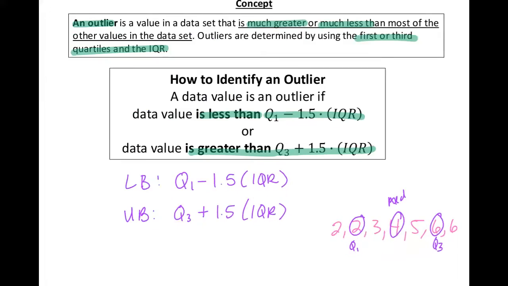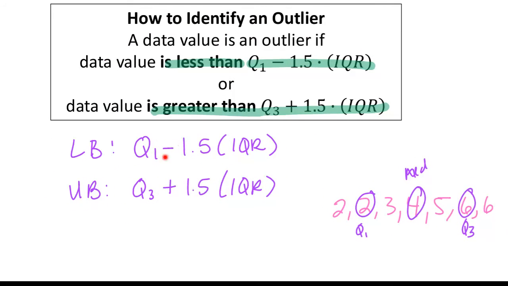So for outliers, the reason why we subtract for Q1 is because Q1 is the median of the lower half. We're trying to see how far to the left we can go and how far to the right we can go from the Q1 and the Q3 to be considered an outlier. So for Q1, we subtract because we're going to the left. Q3, we add because we're going to the right. Okay?